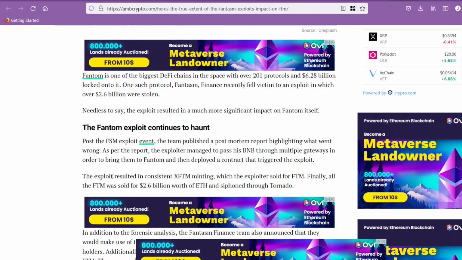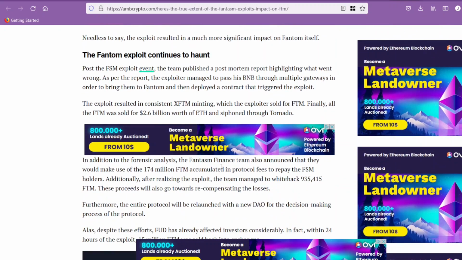So the exploit resulted in consistent XFTM minting, which the exploiter swapped for Phantom. Finally, all the Phantom was sold for 2.6 billion worth of Ethereum, aside from through Tornado. So this is what happened to Fantasm earlier on in the month, and this is what killed the project basically, because it had an exploit in the contract that someone was able to take advantage of.